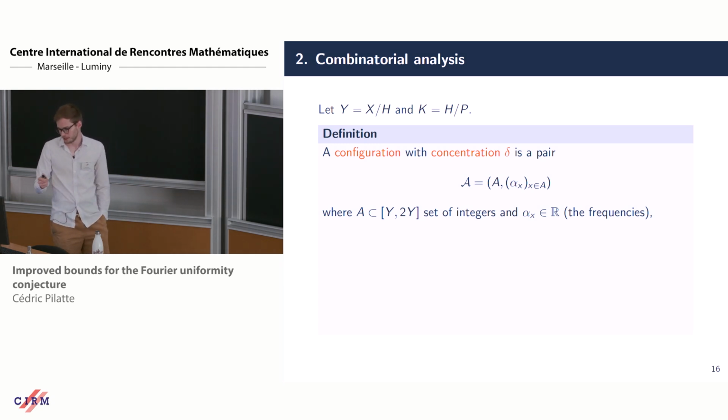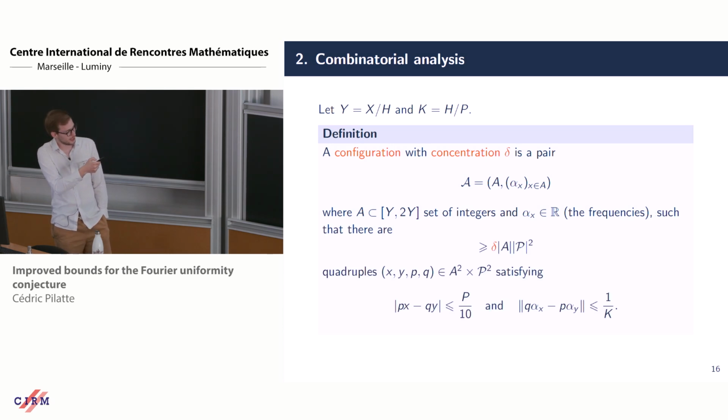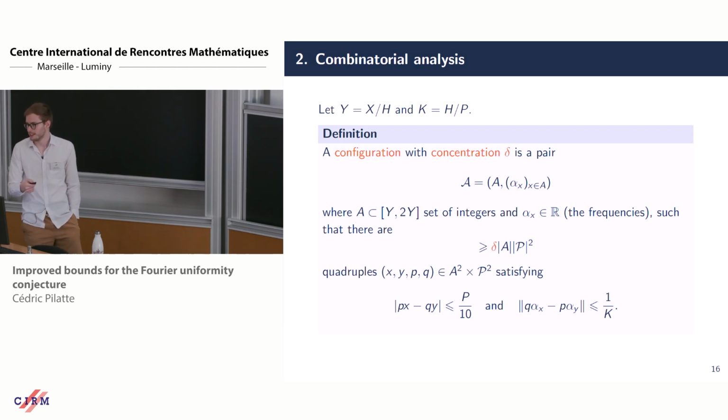And having concentration delta will mean that there are at least delta times the size of A times p squared quadruples like this, that satisfy those two inequalities. Observe that if you choose x, p, and q arbitrarily, then y will be uniquely determined by this relation. So the maximal number of quadruples is at most the possibilities for x, which is A, and then p and q, which is p squared.